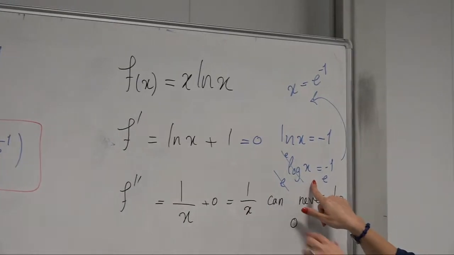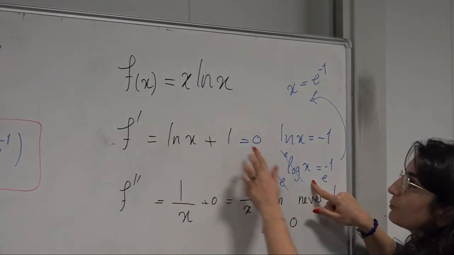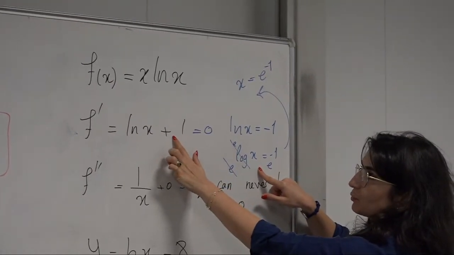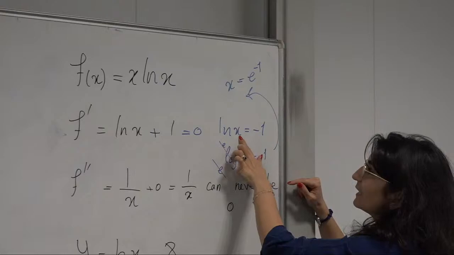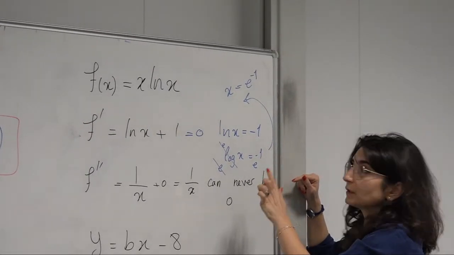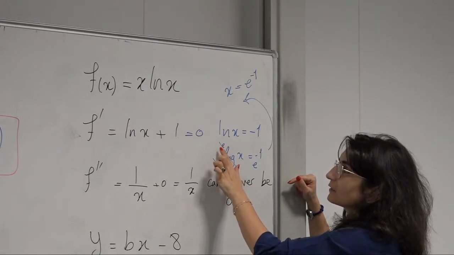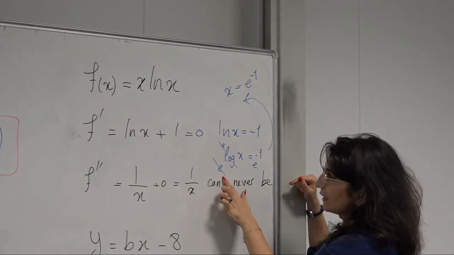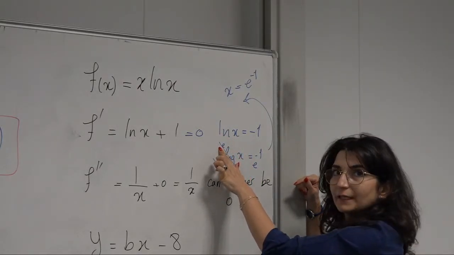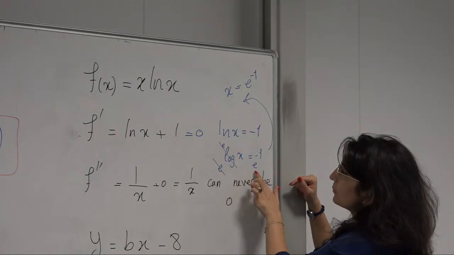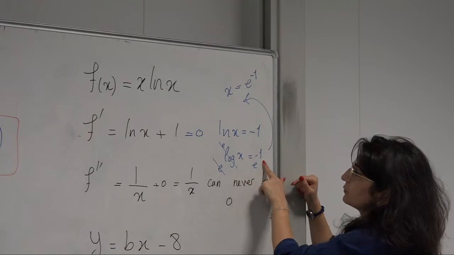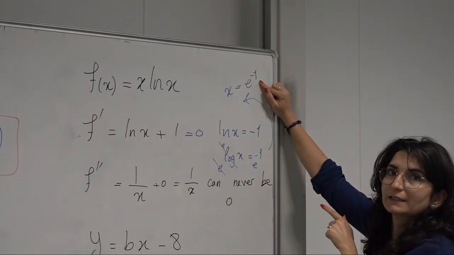This part, this is how I calculated. F prime of x should be equal to 0, so ln x is equal to minus 1 because I took 1 to the other side. So I have ln x equal to minus 1. Do you remember how we would solve it for logarithm? We would put the base underneath the log, because ln is log with base e. So if I put e on both sides, then x is equal to e to the power of minus 1. So that's how I came up with x.